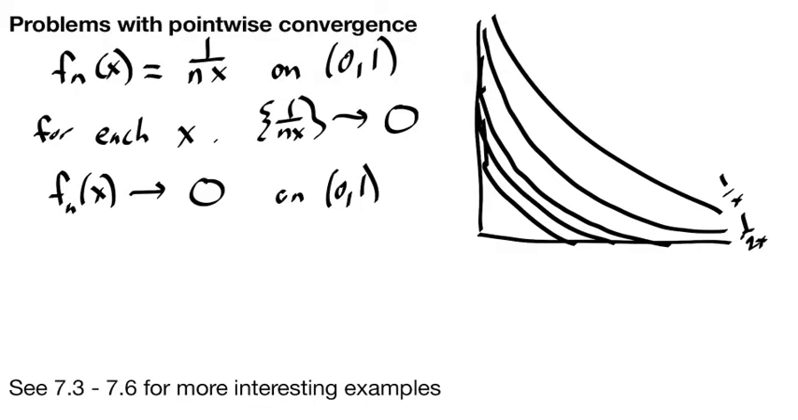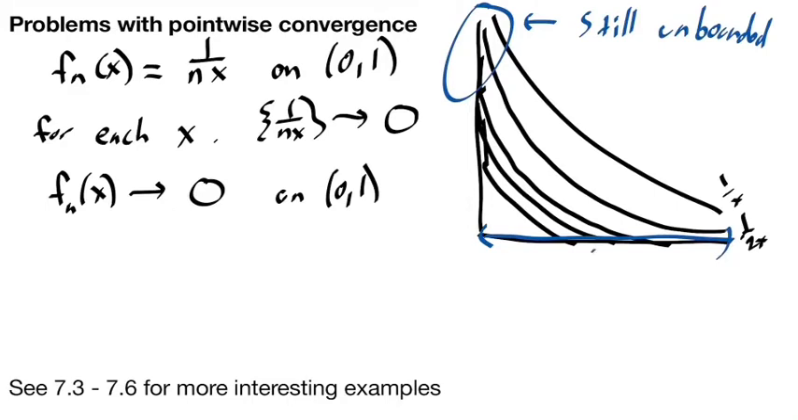But what's going on over here? Well, here we still have that vertical asymptote. So each function is still unbounded, right? Because it doesn't matter how big you choose n, 1 over 2,000 times x is still unbounded. However, the sequence itself is converging to 0 on 0 to 1. So whichever point you choose, that single point is going to converge to 0. But the whole function converges to y equals 0.